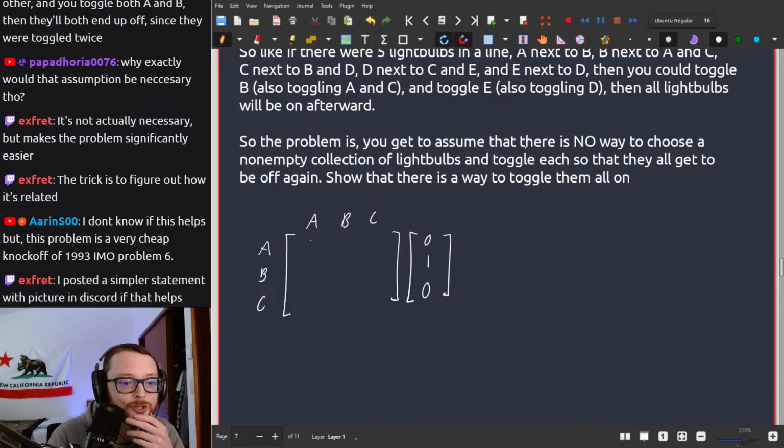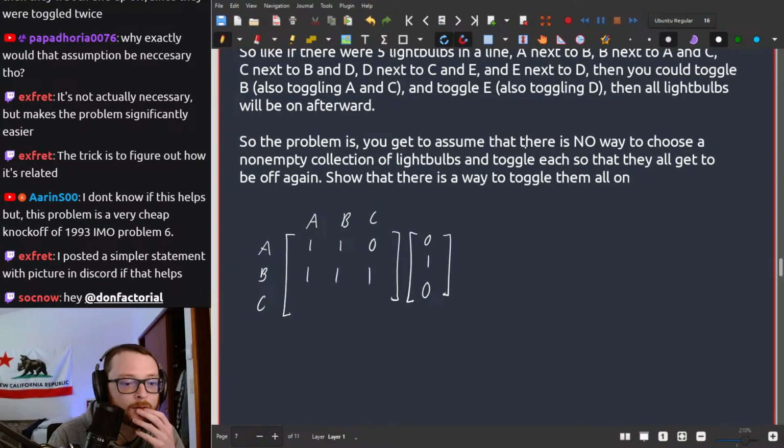If we toggle switch A, we also toggle B. If we toggle B, we toggle all 3. If we toggle C... oops. So this would be like a tridiagonal matrix.